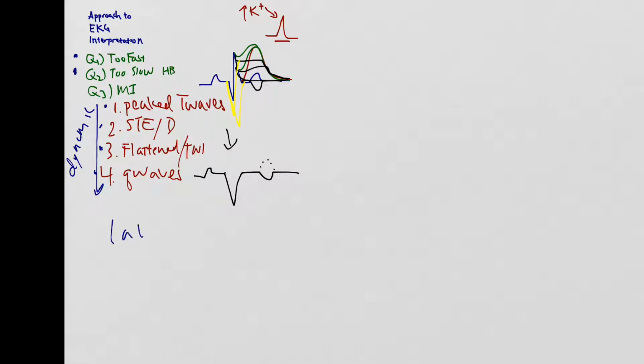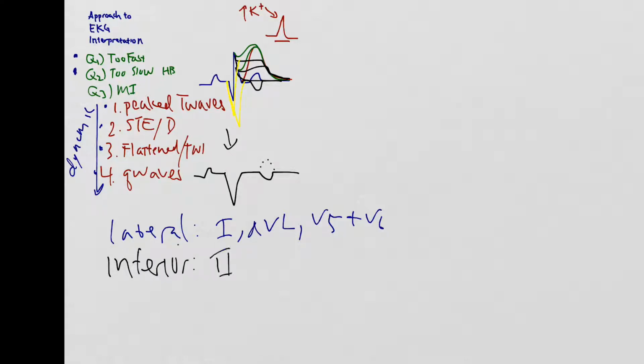Your lateral leads will be 1, AVL, and V5 and V6. Your inferior leads will be 2, 3, and AVF. And finally, your anterior leads will be V1 to V4.